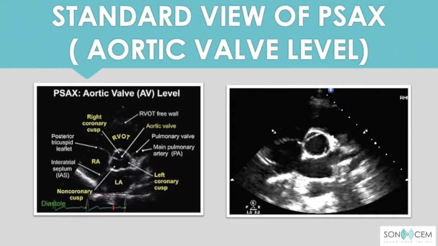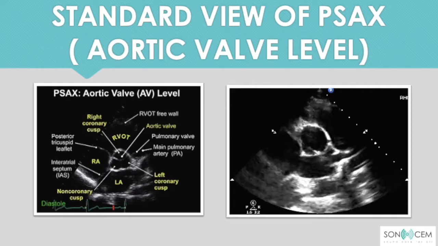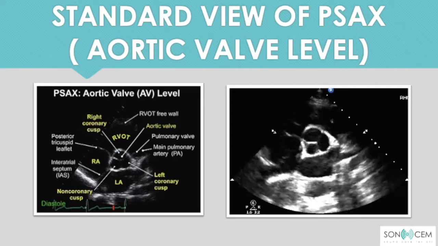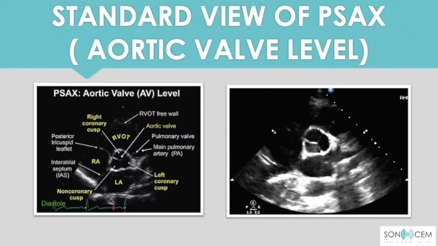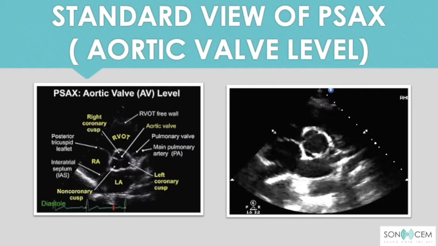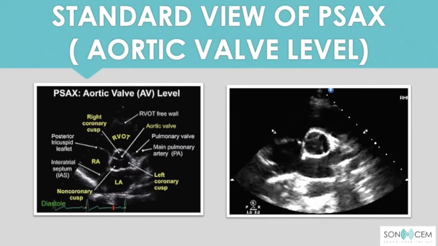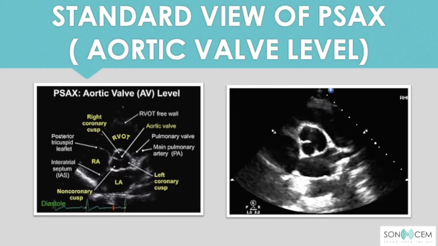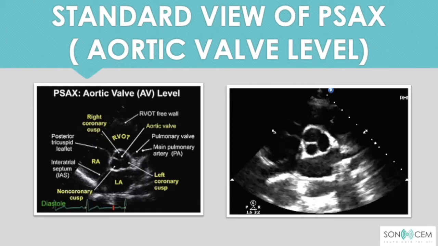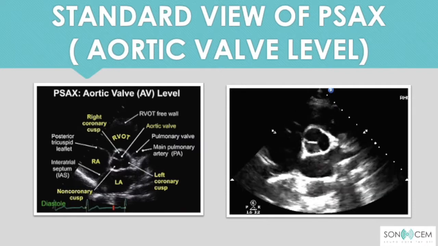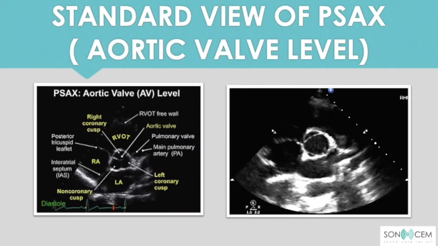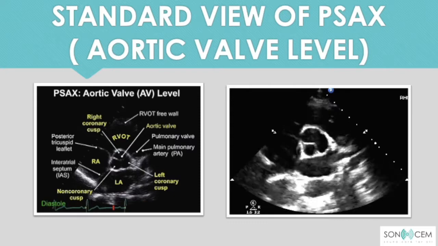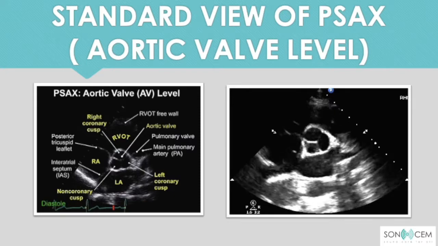Near to the right ventricle is the right coronary cusp. And besides the right coronary cusp is the left coronary cusp, and besides the left coronary cusp is the non-coronary cusp. We can assess the size of chamber, morphology of the valve, and sometimes we can see thrombus in the main pulmonary artery.